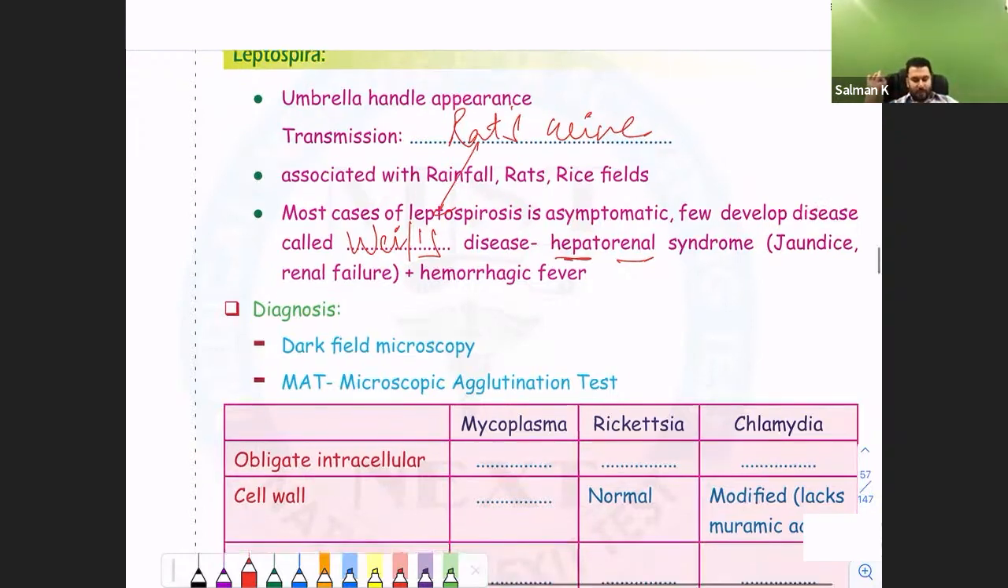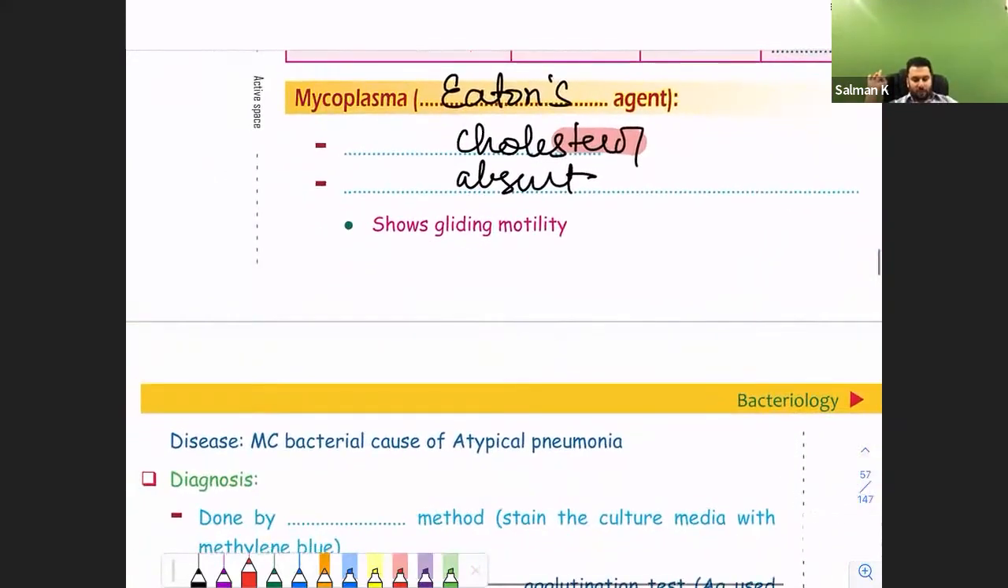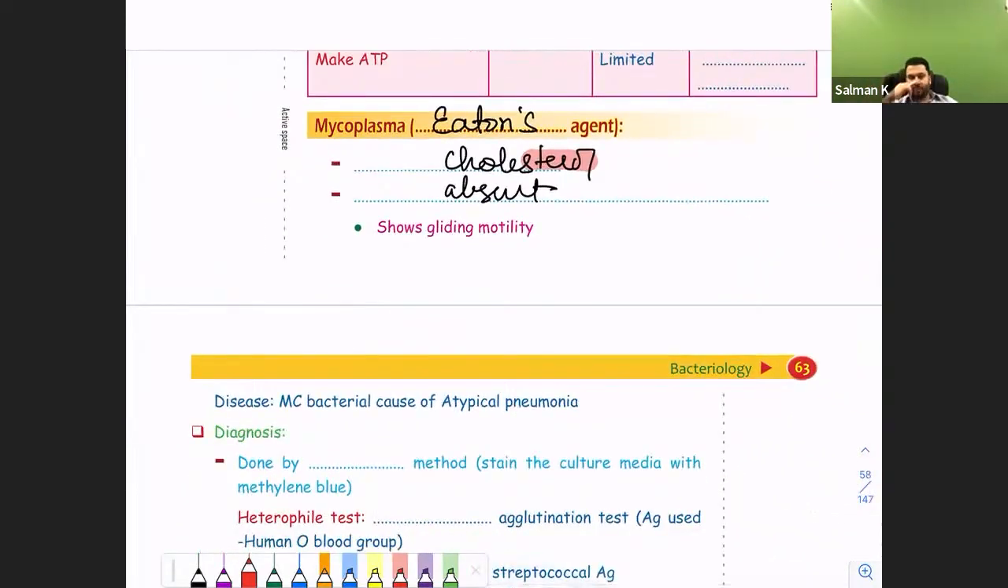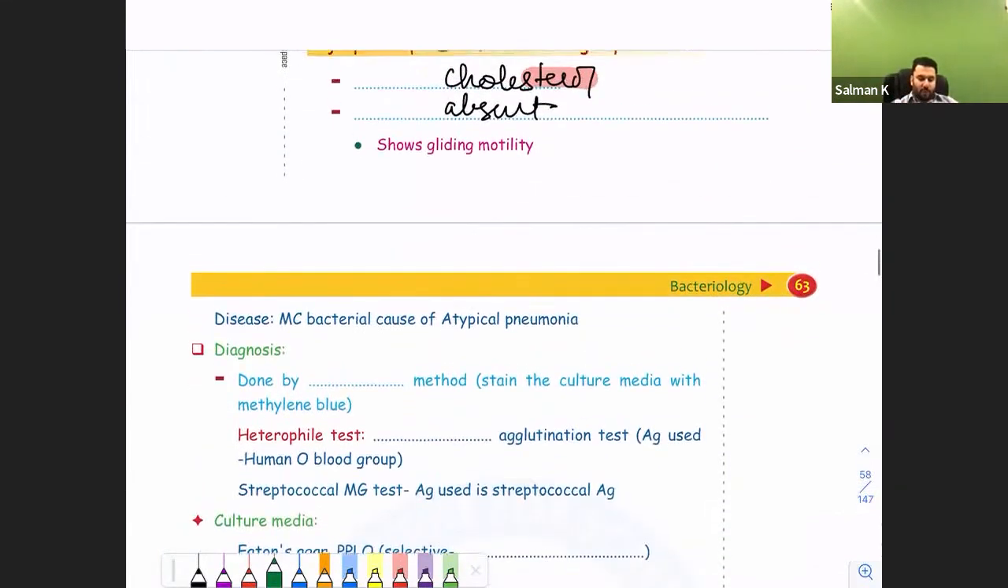Okay. Now, next is Mycoplasma, a potent organism. Mycoplasma is the most common cause of atypical pneumonia. See, pneumonias are also clinically divided as lobar and interstitial, right? So this one is more or less like interstitial pneumonia, and the most common bacterial cause is this.